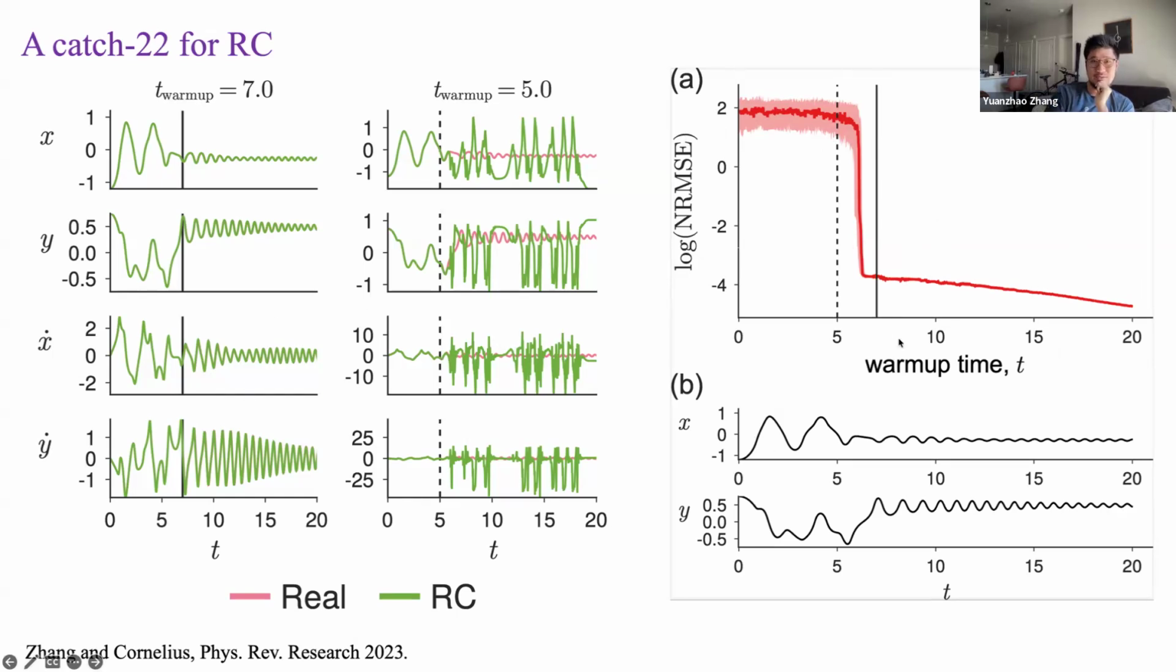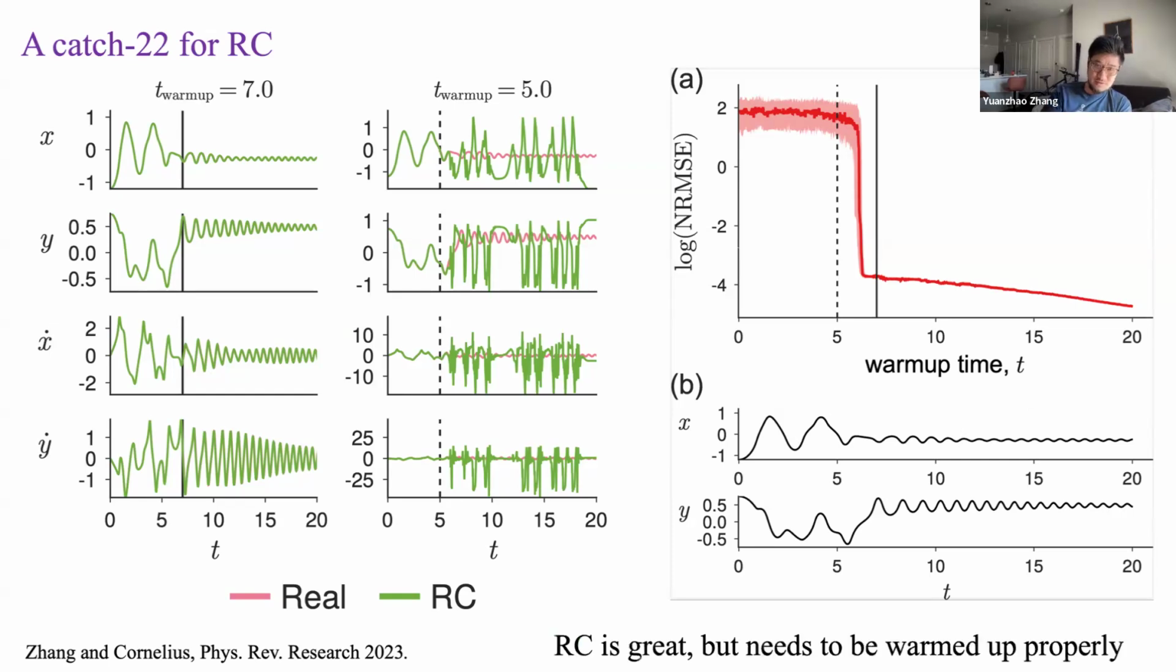And you can see that this transition happens right before we transition from some really chaotic transient to just damped oscillations. So in this sense, the reservoir computer has a catch-22, because you really need to drive the reservoir already close to the correct fixed point. All that remains is to go there through damped oscillations in order for the reservoir computer to have good performance. So, RC is great, but it needs to be warmed up properly.